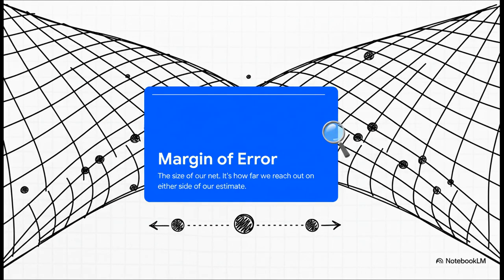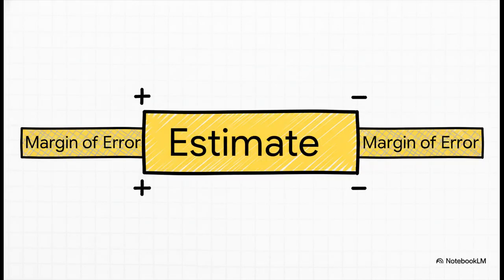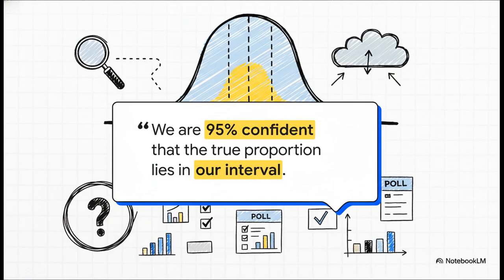It's simply how far we decide to reach out from our sample number, that 51.9%, to create our range of believable values. And this is the simple but really powerful idea at the heart of it all. To create our net, we just take our best guess from the sample, that's our estimate, and then we just add and subtract the margin of error on either side. That's it. You see this phrase all the time, 95% confident. It is by far the most common level of confidence used in science, in polling, everywhere.